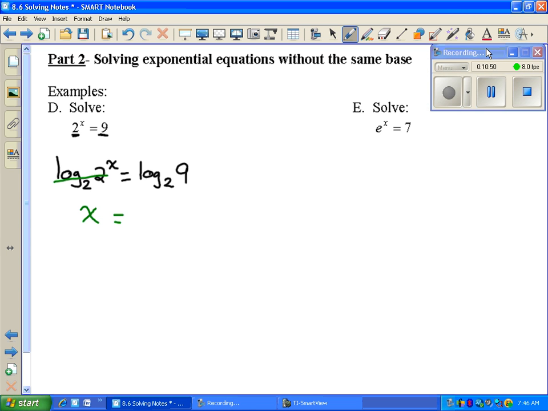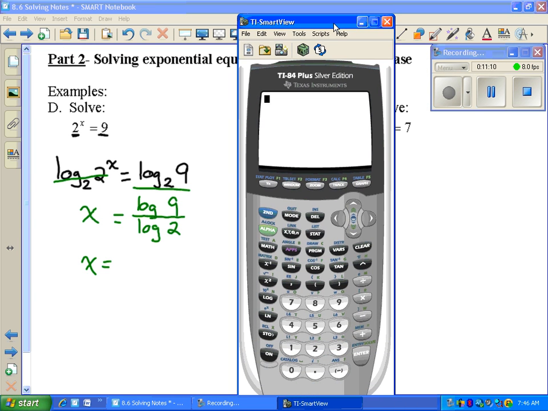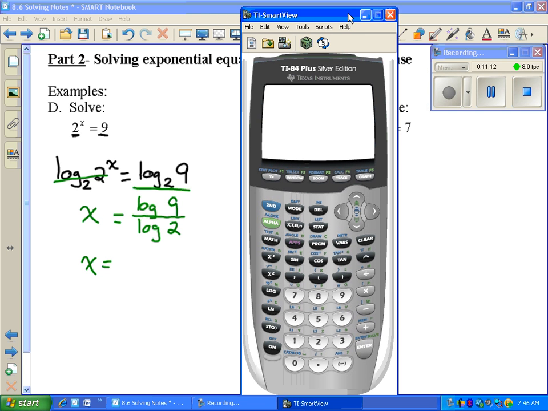On my right side, what's this? Well, I don't care what this is. This is something I can put into my calculator. If I can put this straight into my calculator, do so. But if I need to do change of base, do log of 9 divided by log of 2. So x is equal to, bring up my handy dandy little calculator. I'm going to do log of 9, close parentheses, divided by log of 2, close parentheses. And I get 3.169925011, and so on.